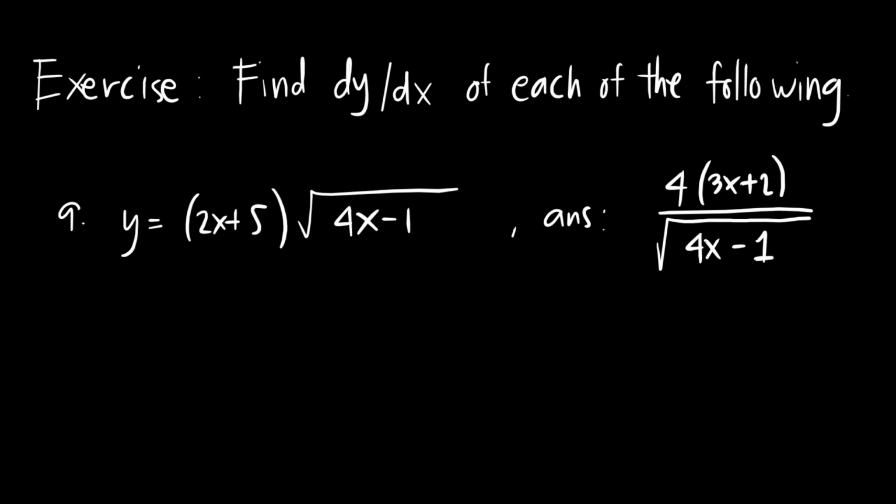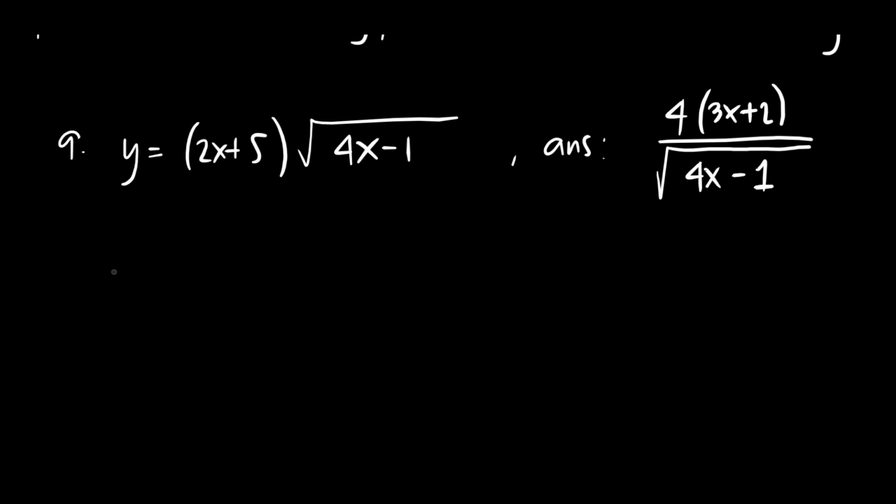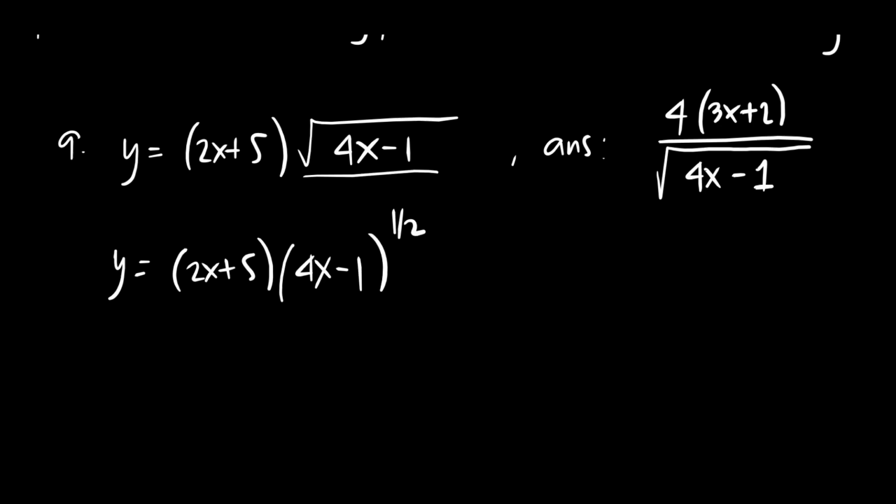So let's proceed to number 9. y is equal to 2x plus 5 multiplied by the square root of 4x minus 1. We'll find y prime here. First we will just copy 2x plus 5. Then we'll convert this term to exponent form: 4x minus 1 raised to the power of 1 half.